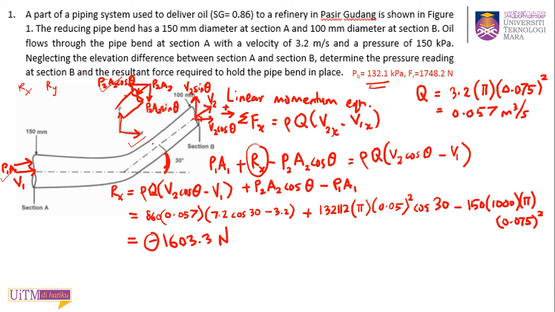Betul lah. Maksudnya can we assume this x direction to right, kan? Positive. So when you calculate, you assume that your Rx ni ke kanan. Okay, when you calculate everything and you get negative, that means your assumption here is wrong and the answer ni dah betul dah. Or you can put your answer 1603.3. I think that's in the notes, and you put your direction to the left.